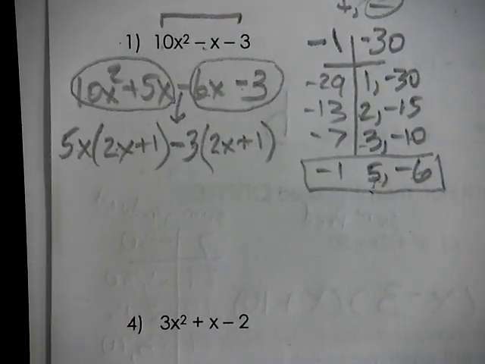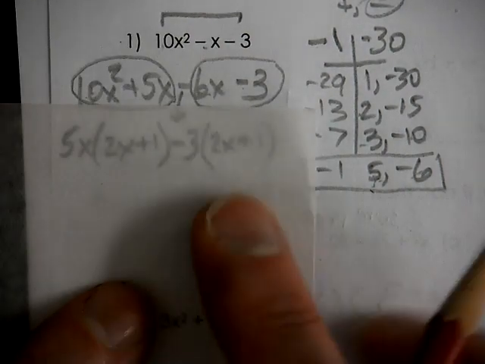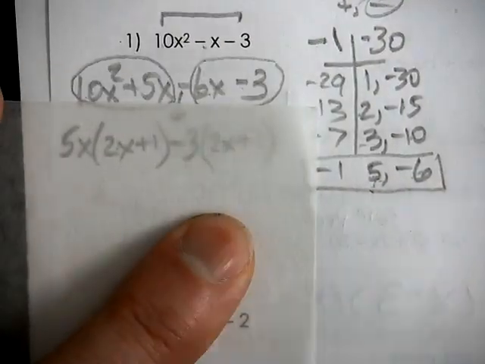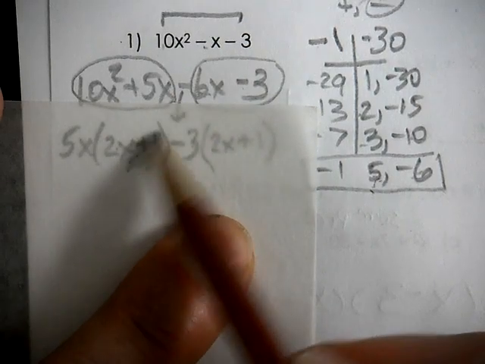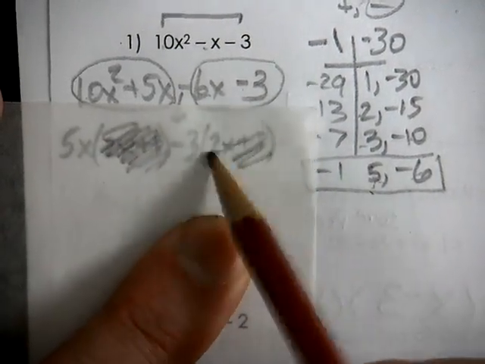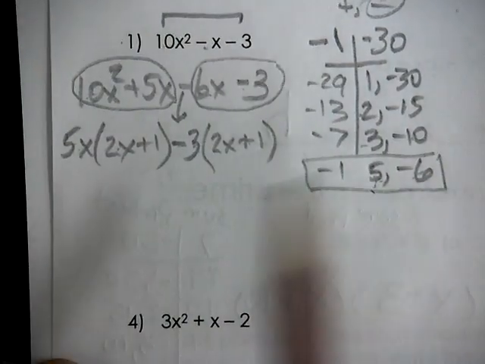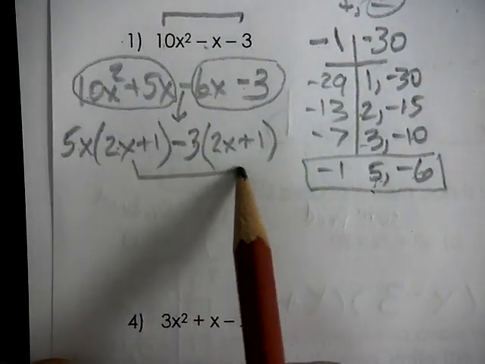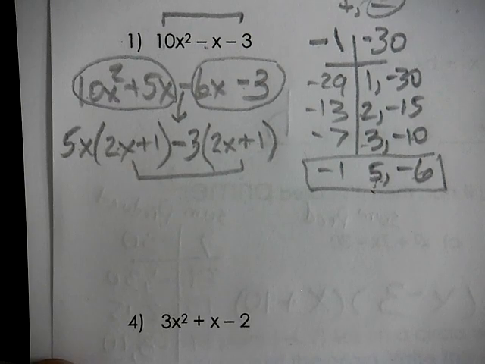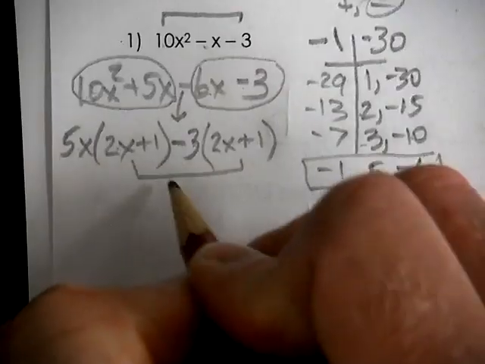So from this part, if we were to take those two numbers and factor out those two values, what do we notice that's in there? They are exactly the same. 2x plus 1, 2x plus 1. They have to be exactly the same.